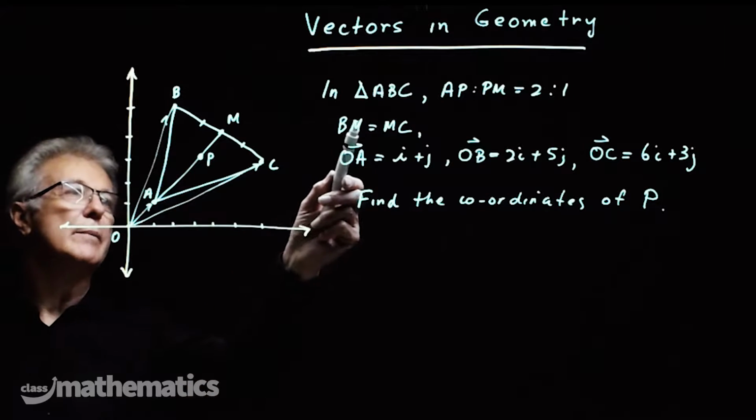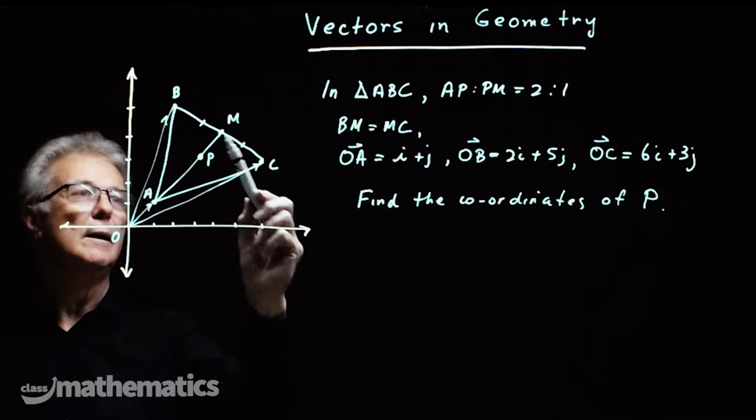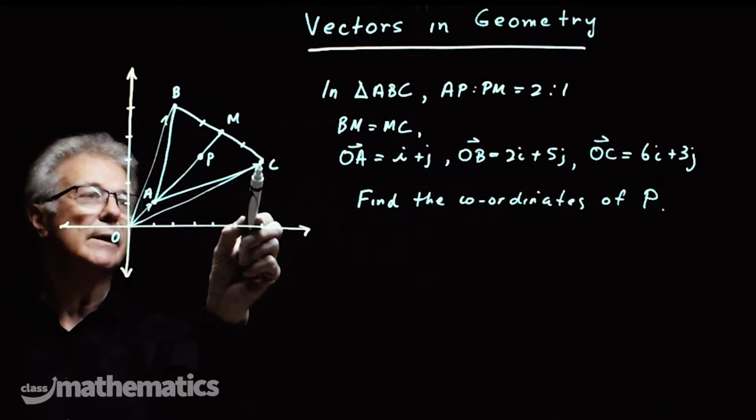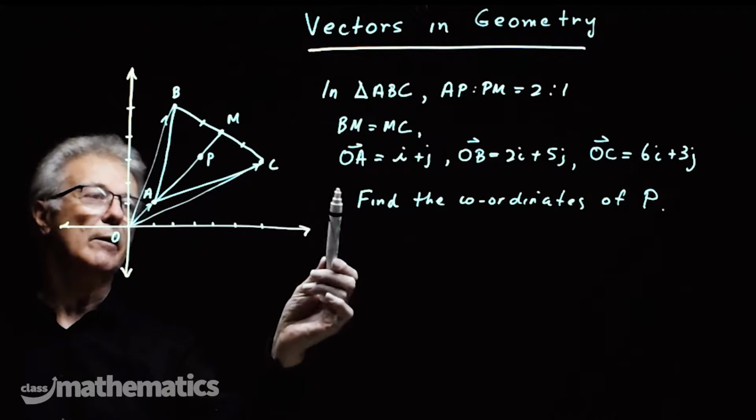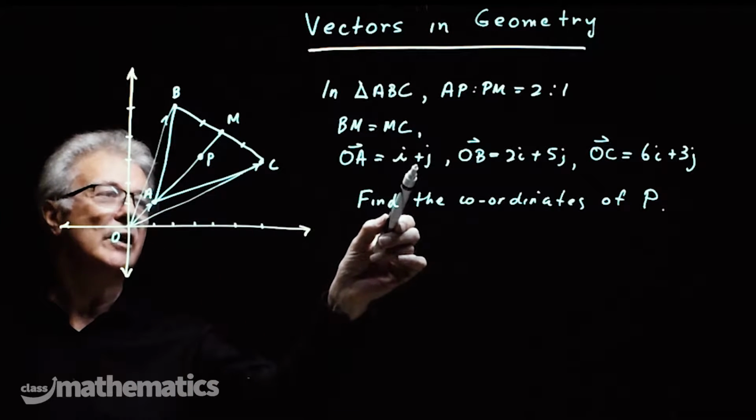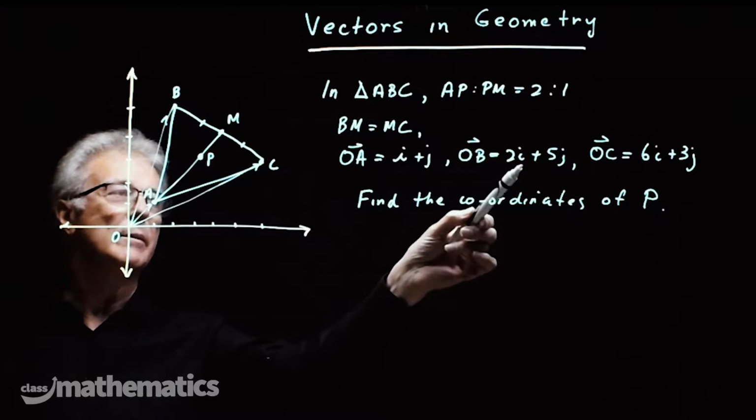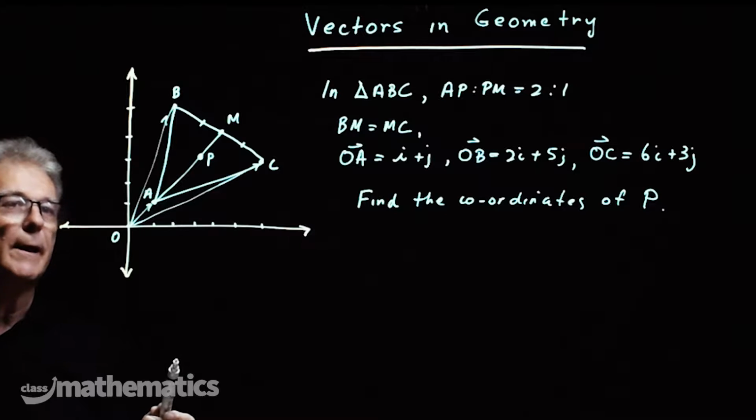Now in triangle ABC, AP to PM is 2 to 1, BM equals MC. This makes P the centroid of the triangle. Now we have to find the coordinates of P given that OA is i plus j, OB is 2i plus 5j, and OC is 6i plus 3j.